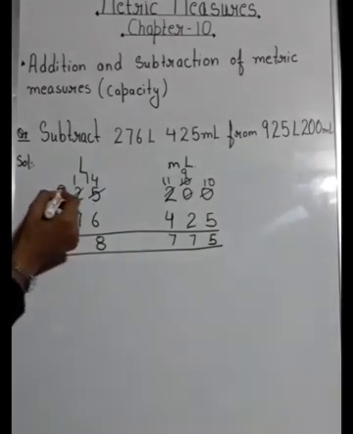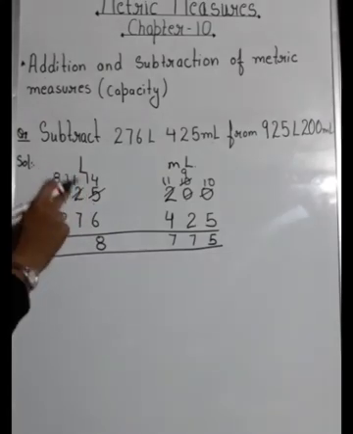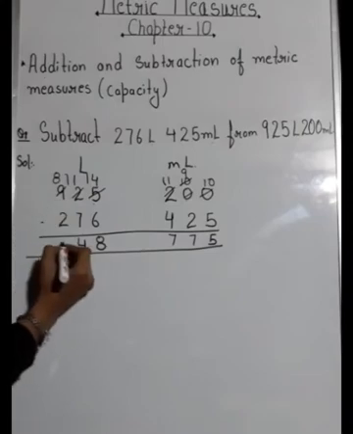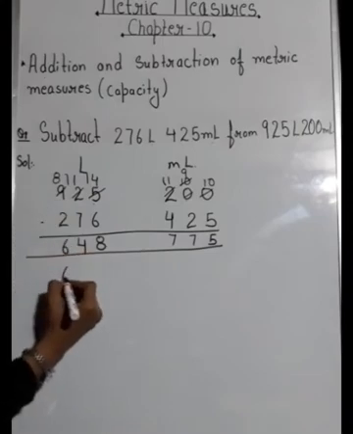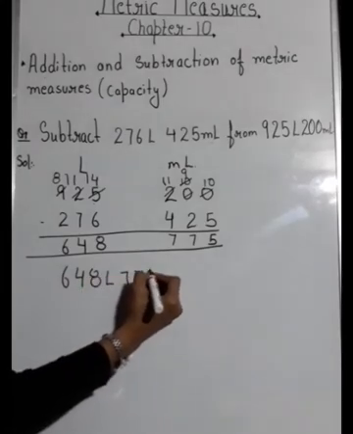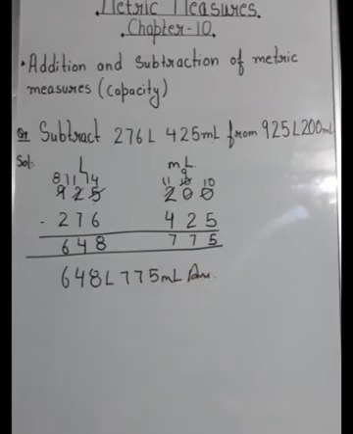Okay, now here it is 1. Again this 9 will be giving borrow. 9 becomes 8 and this becomes 11. 11 minus 7 will be 4 and 8 minus 2 will be 6. So your answer will be 648 liter and 775 milliliter and this will be your answer.